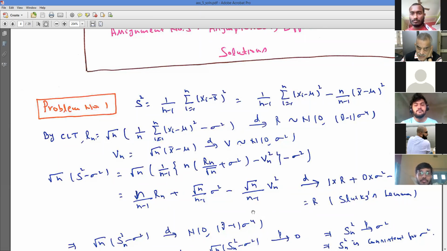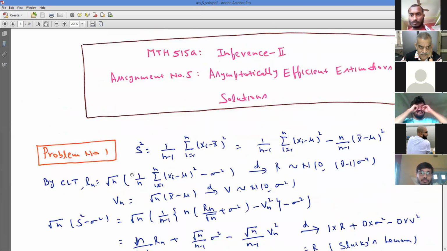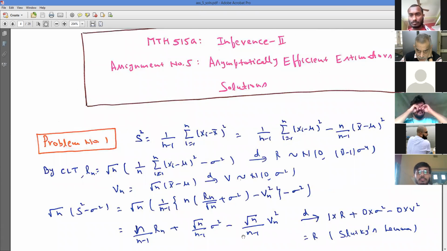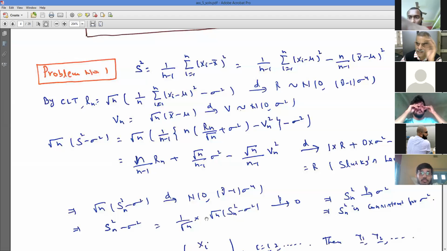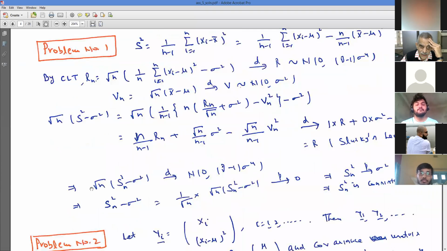Similarly, this will go to 0 because it is root n upon n minus 1. N upon n minus 1 goes to 1, and Rn goes in distribution to R, which is normal 0, gamma minus 1. So this goes in probability to something, and this goes in distribution to something. So by Slutsky's lemma, if you combine, everything will go in distribution. So this is normal 0 gamma. Right? So this is what you get.